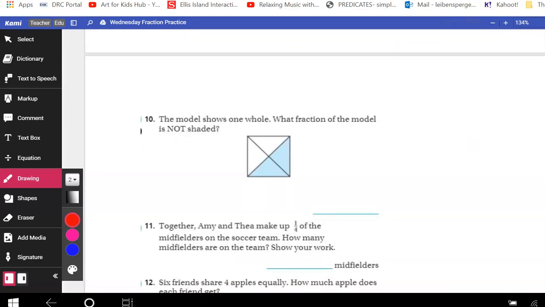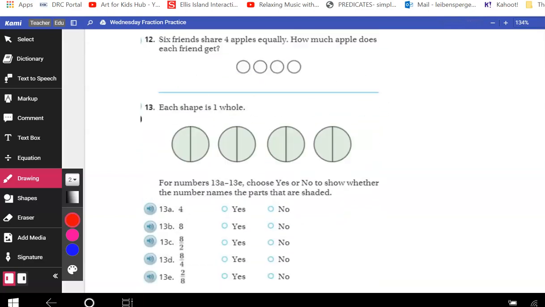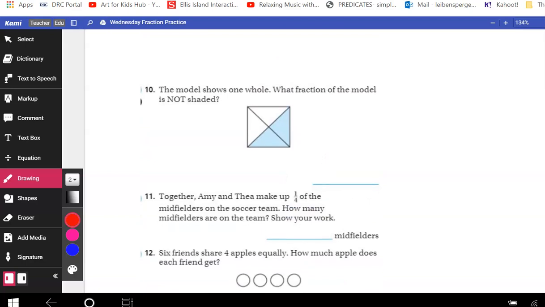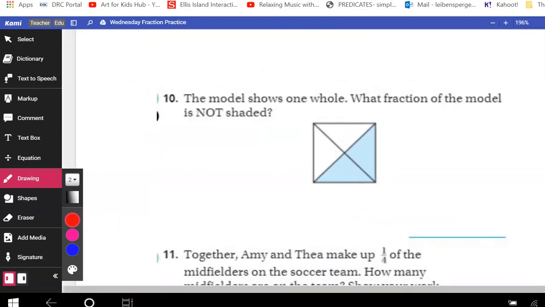Okay, so now we're going to number 10. This is on page 502. Just make this a little bit bigger here. We're on 502 now. Okay, number 10. The model shows 1 whole. What fraction of the model is not shaded?